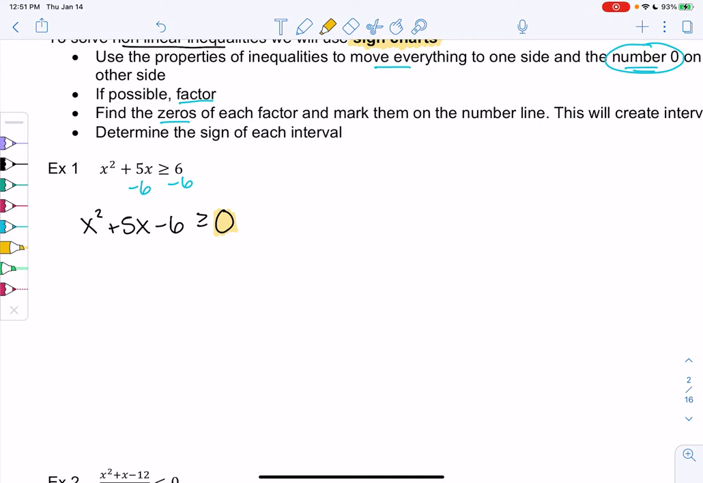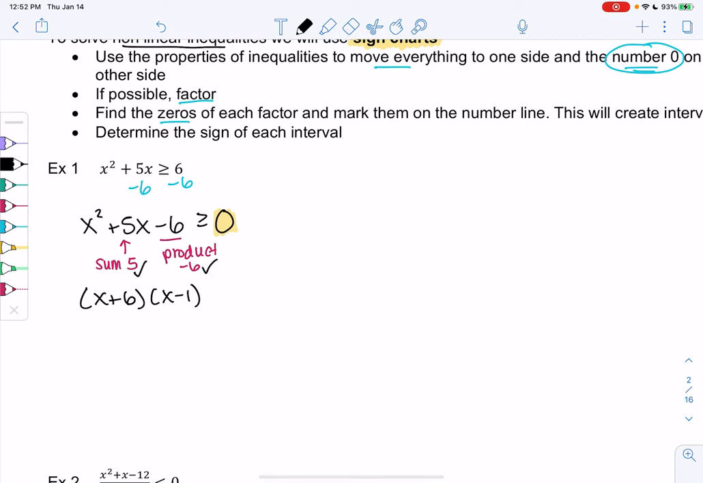So we're going to go ahead and factor. We want a product of negative 6 and a sum of 5. Pretty soon I won't do the step of factoring. So I think negative 6, what could we get? We could get 6 and negative 1. So plus 6 minus 1. 6 minus 1 gives me 5. 6 times negative 1 gives me negative 6. And then greater than or equal to 0.